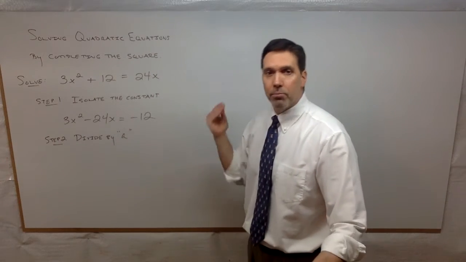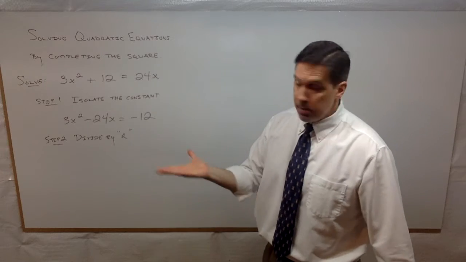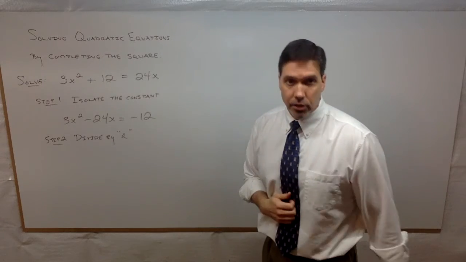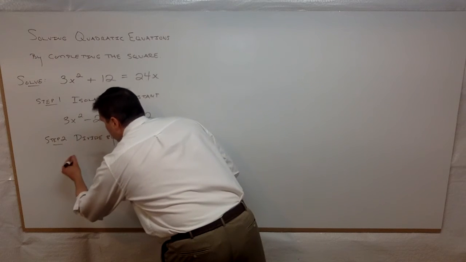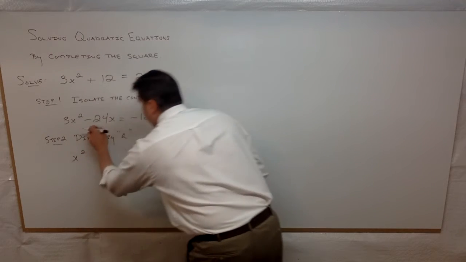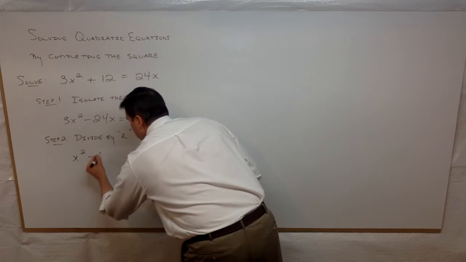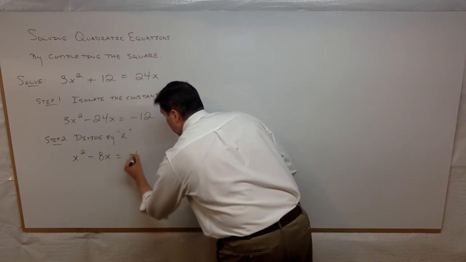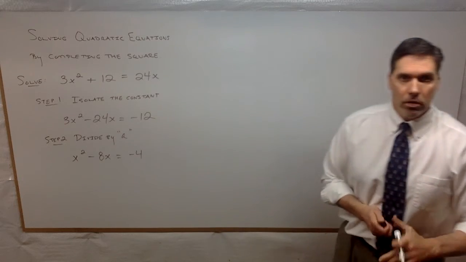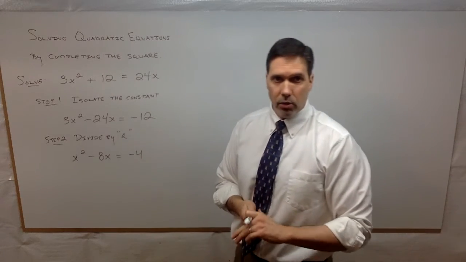Fortunately, I wrote this problem, so everything is divisible by 3. But if it creates fractions, it creates fractions, and it does a lot of times. So if you divide 3x squared by 3, we get x squared. Negative 24x divided by 3 is negative 8x. And negative 12 divided by 3 is negative 4. Right, so now we're down to this quadratic equation.